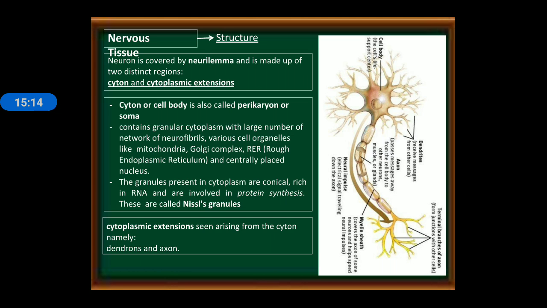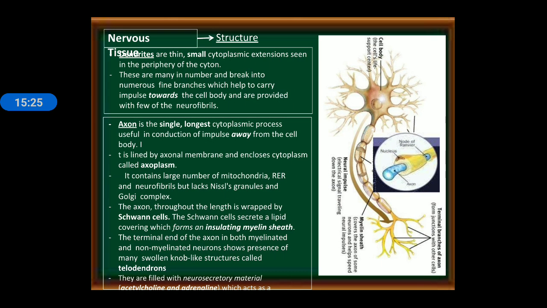Then the neuron. The neuron is covered by a neurolemma, and it is made up of two distinct regions, the cyton and cytoplasmic extensions. Next, we can see the axon. The axon is a single longest cytoplasmic process, and it contains a liquid known as axoplasm, and it also contains a number of mitochondria, RER, and neurofibrils.